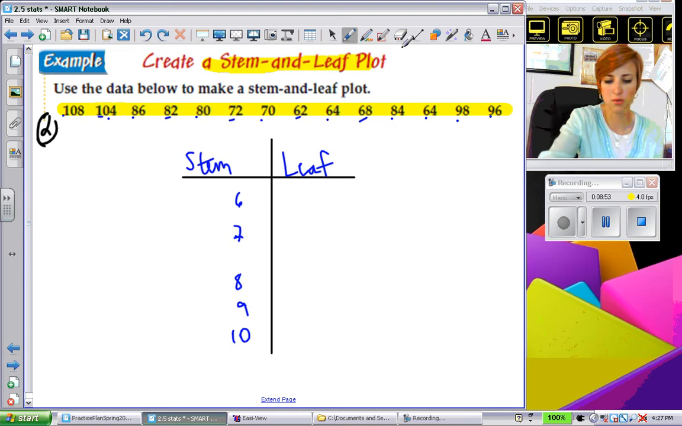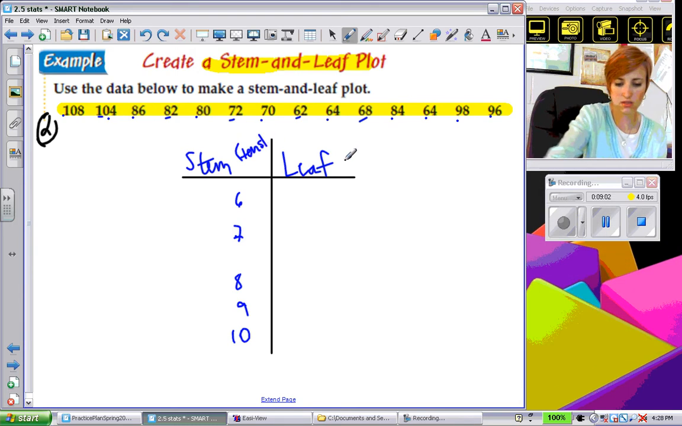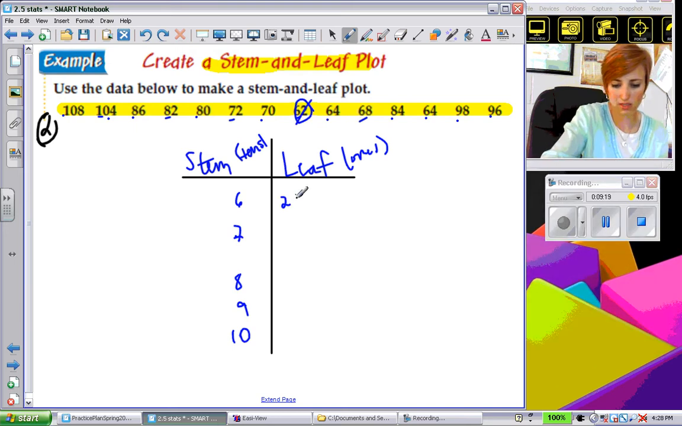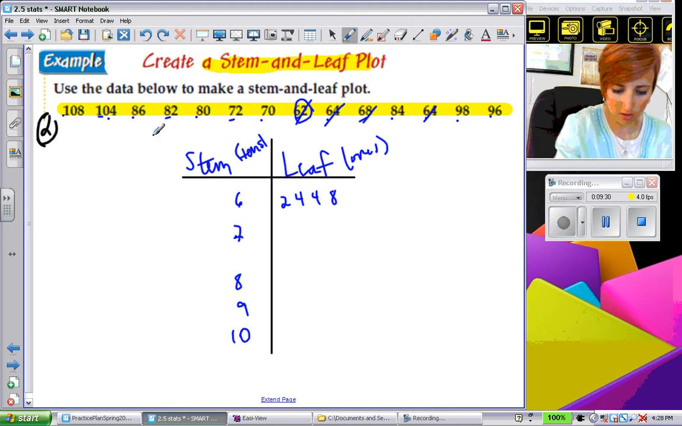All right, then we're just going to find the smallest number and write the 1s in the leaf. Just a reminder, our stems are 10s, our leaves are our 1s. Our smallest number here looks to be 62. So 6 is 60, 62. Mark him off. My next one is 64. And right here I have another 64. So mark him off. And I have a 68. Then we're going to look through here real carefully, make sure I have all my numbers in the 60s. I do.